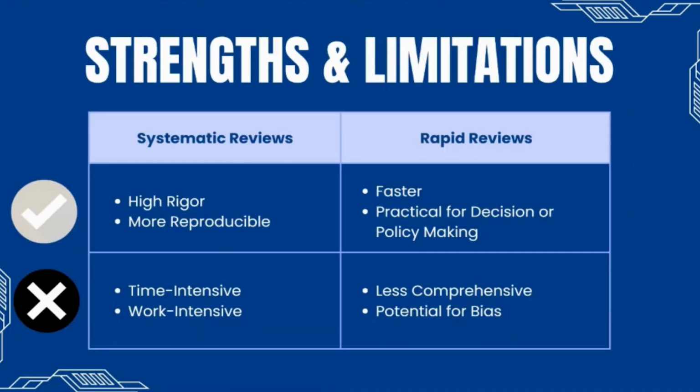Here is a quick comparison between systematic and rapid reviews. Systematic reviews are comprehensive, reproducible, and provide high rigor, but at the same time, they're work-intensive. Rapid reviews are faster, less comprehensive, and are useful for timely decision-making, but can be lacking in the same depth or rigor. Both have their strengths, and it's up to you to decide based on the purpose of the review and the urgency of the question.